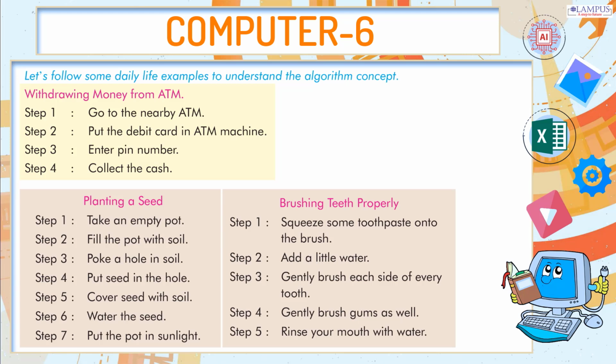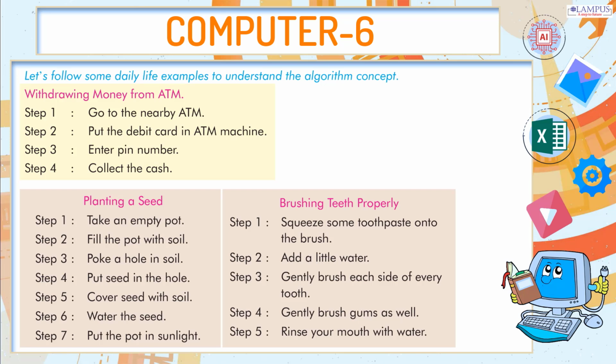Withdrawing money from ATM. Step 1. Go to the nearby ATM. Step 2. Put the debit card in the ATM machine. Step 3. Enter PIN number. Step 4. Collect the cash.